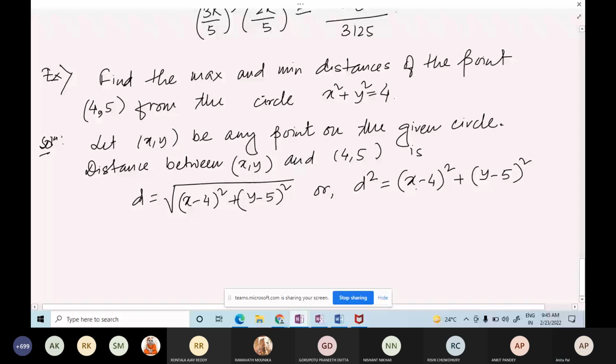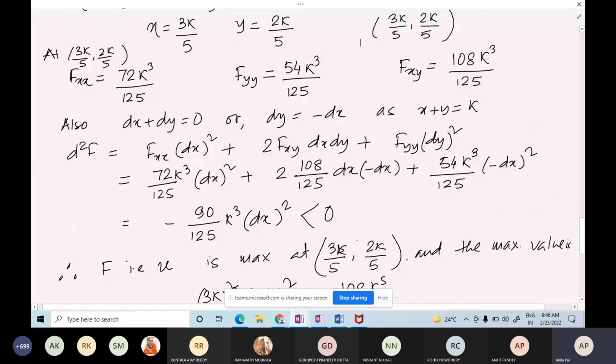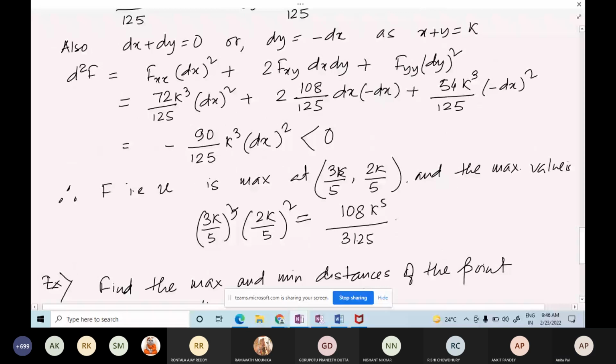So we'll write: which is to be maximized or minimized subject to the condition, the equation of the circle x square plus y square equals 4. Okay, who wanted to see this one? Is it okay?